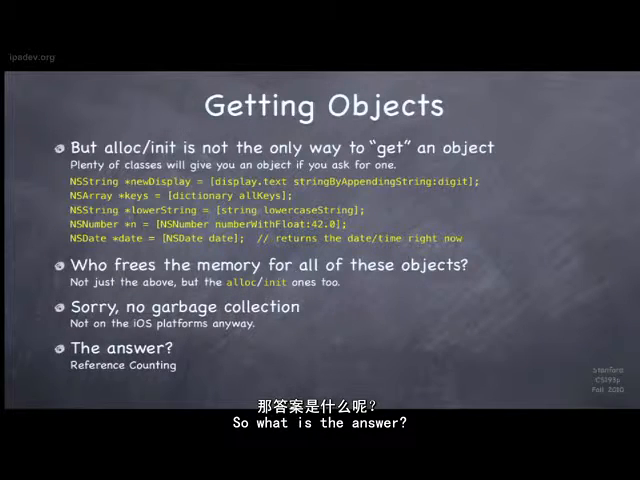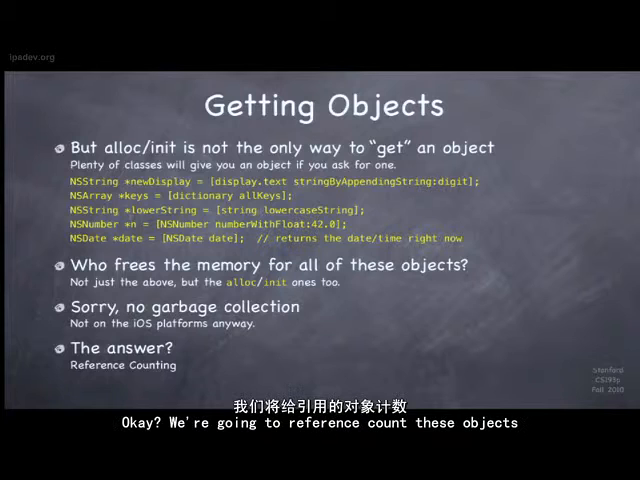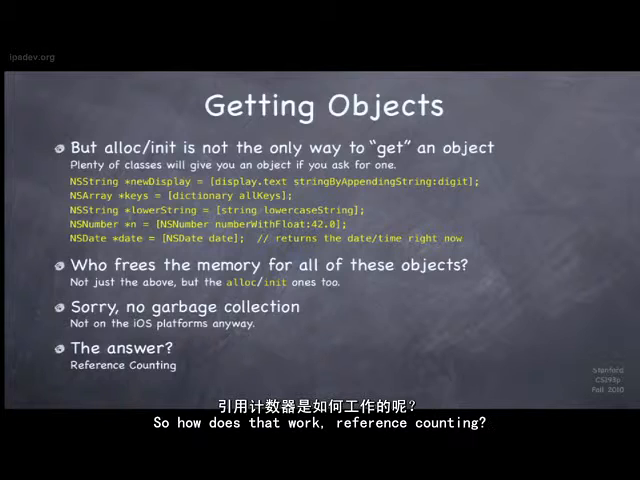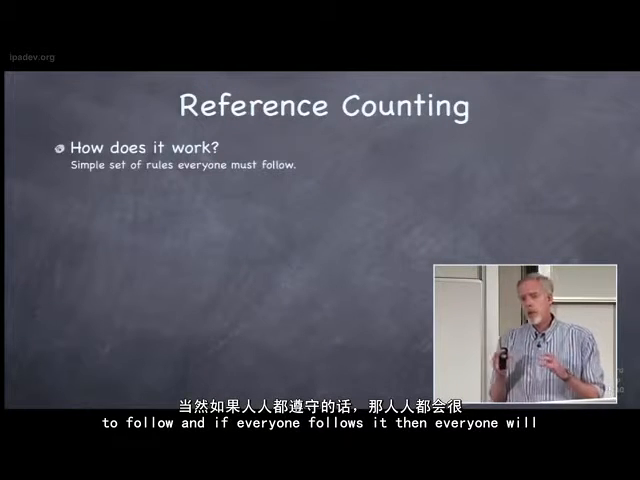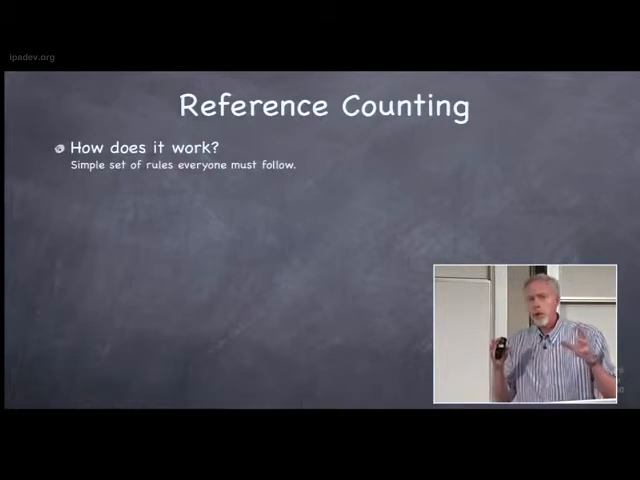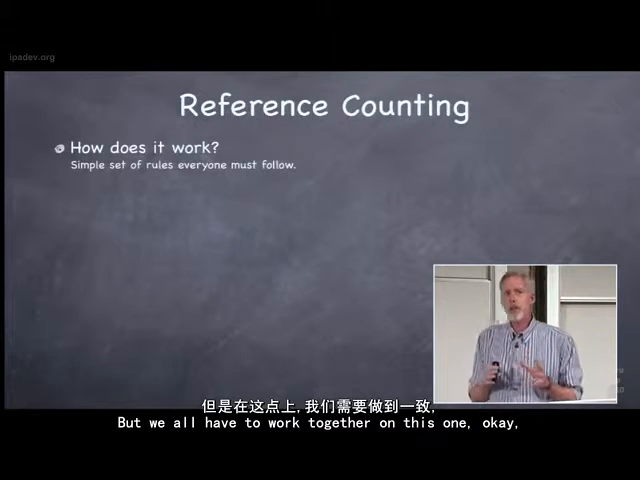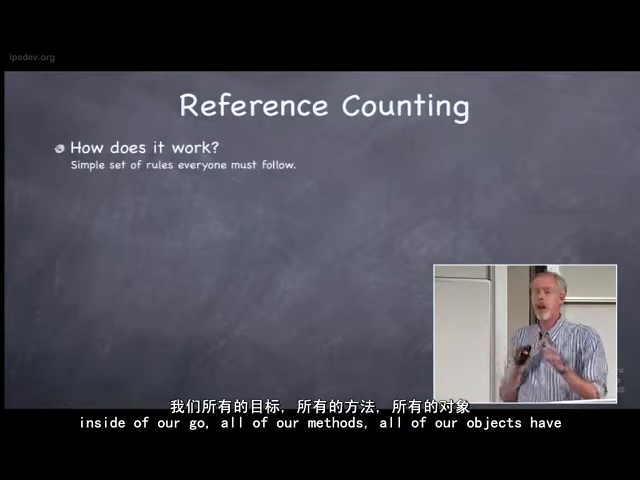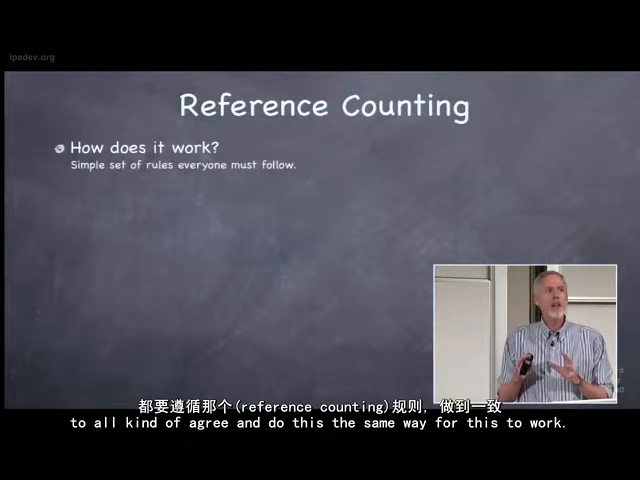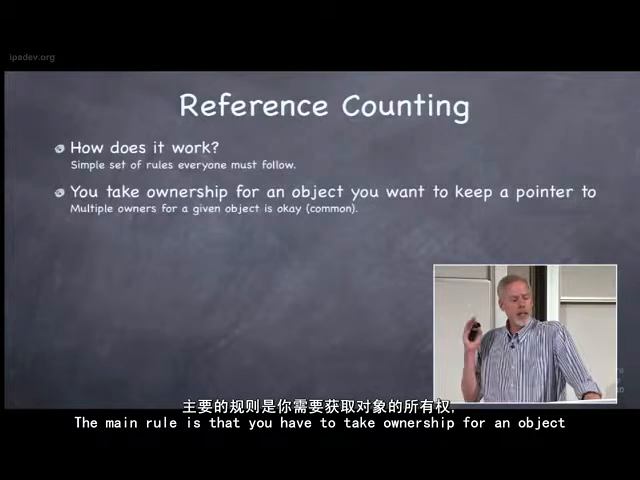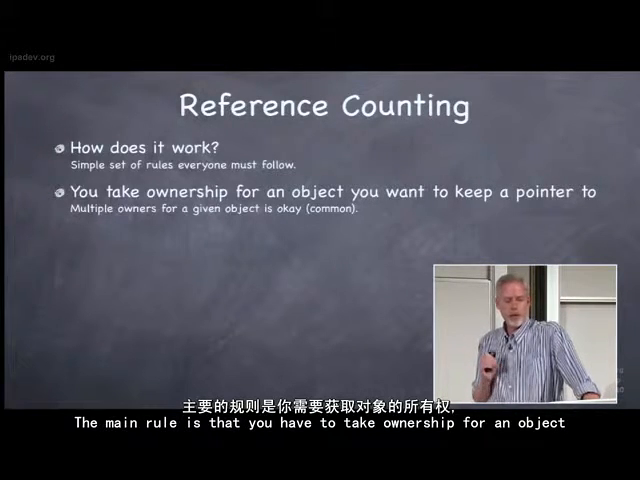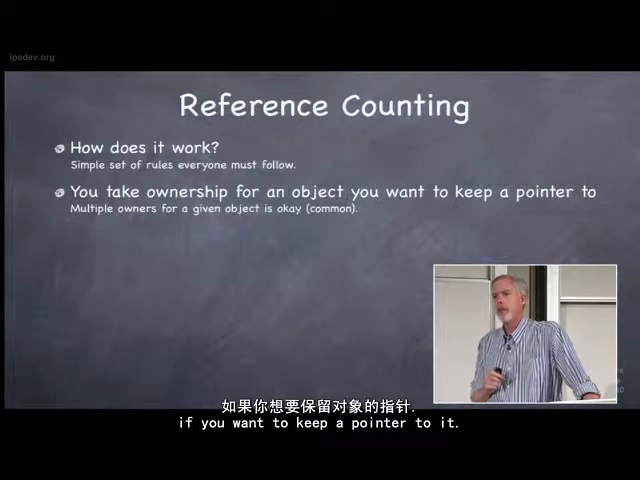So what is the answer? Reference counting, okay? We're going to reference count these objects, and that's how we're going to know when to free them. So how does that work, reference counting? It's basically a simple set of rules that everyone has to follow, and if everyone follows it, then everyone will be happy. But we all have to work together on this one, inside of our code. All our methods, all our objects have to agree and do this the same way for this to work. The main rule is that you have to take ownership of an object if you want to keep a pointer to it. All right?